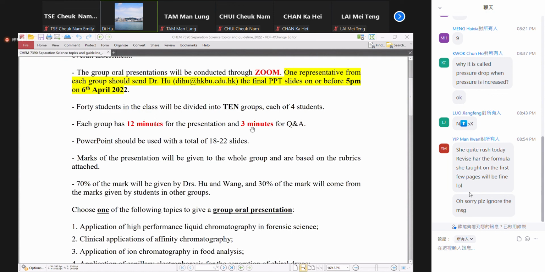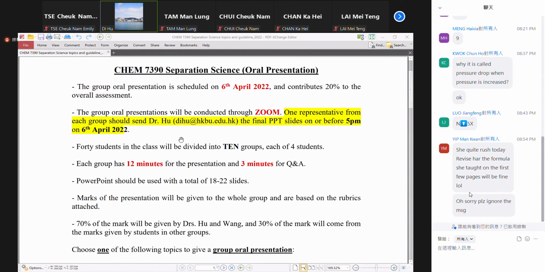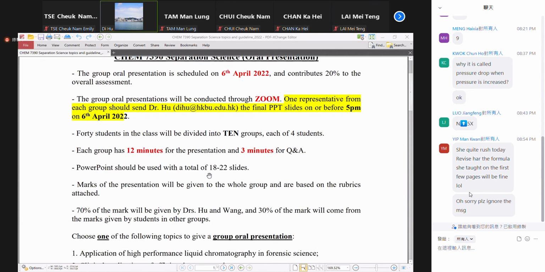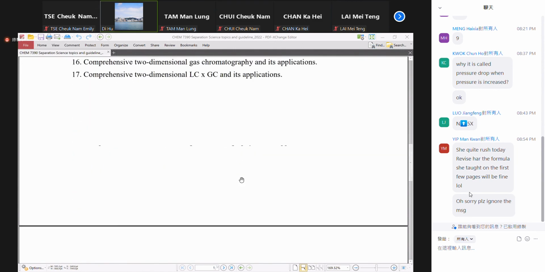In case some of you have difficulty sharing documents or the PPT, one representative from each group should send me your final PPT slides, all before 5 p.m. on the presentation day. That way I also have a record, which is also for grading purposes. The PPT should use a total of about 18 to 22 slides.